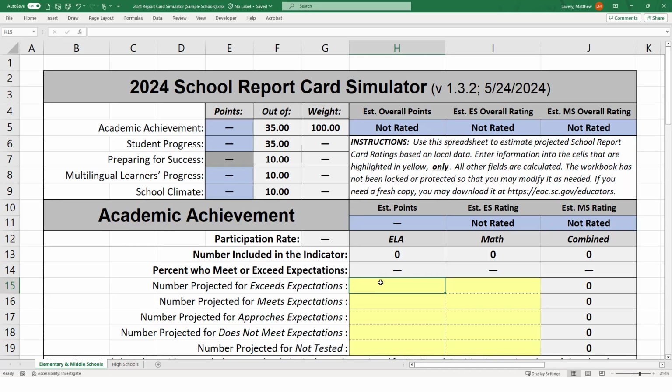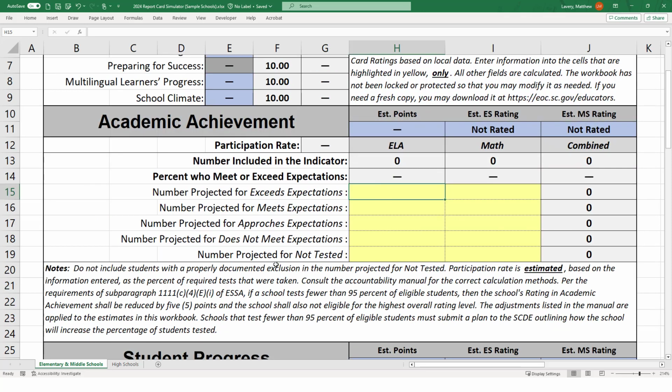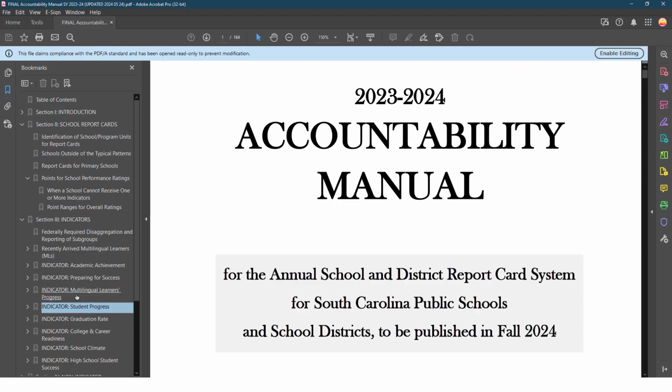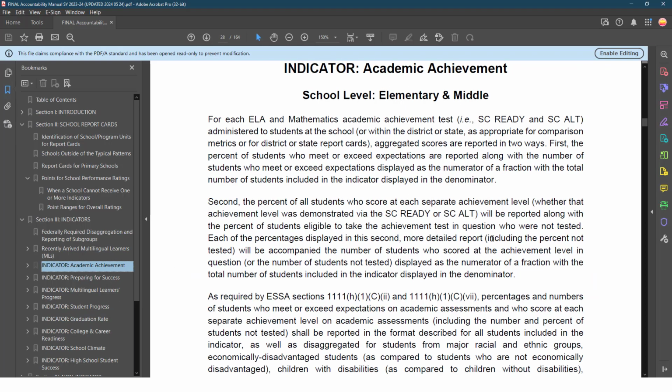Academic achievement is entered in this section of the simulator by entering the counts of students who exceed, meet, approach, and do not meet expectations for the English Language Arts SC Ready and/or the ALT, and for the mathematics test, the SC Ready or the ALT. This is all according to the manual.